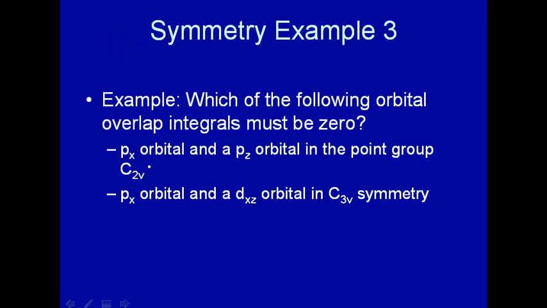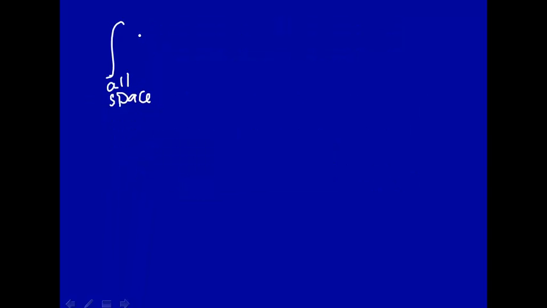And what is that? Well, the orbital overlap integral is the integral over all space of the px and the pz. So this will be the wave function for the px, or complex conjugate, times the wave function of the pz integrated over all space.